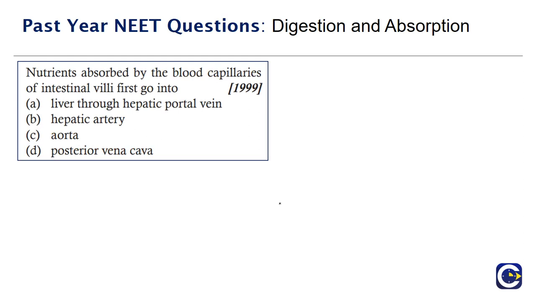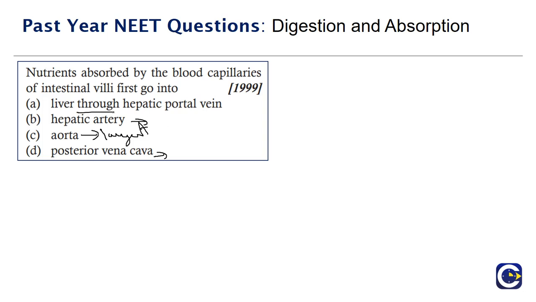Nutrition absorbed by blood capillaries of intestinal villi first goes into: option A, liver through hepatic portal vein; option B, hepatic artery; option C, aorta; option D, posterior vena cava. So the aorta is the largest artery arising from the heart that supplies the whole body. Posterior vena cava reaches the right atrium and collects all the bad blood, or deoxygenated blood, and gives it to the heart. Hepatic artery supplies the liver, but it does not collect any nutrients from the intestine.